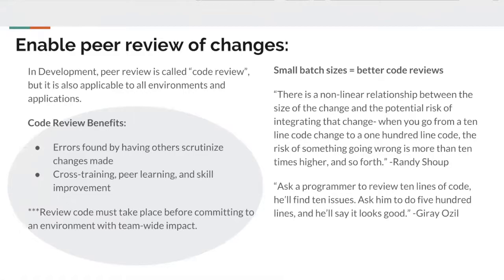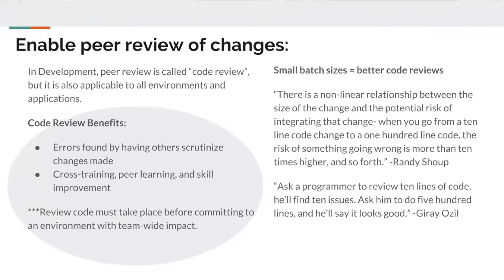And here are 2 quotes from the book that I liked. Randy Shoup said, "There's a nonlinear relationship between the size of the change and the potential risk of integrating that change. When you go from a 10-line code change to a 100-line code change, the risk of something going wrong is more than 10 times higher," and so forth. And then this other quote is, "Ask a programmer to review 10 lines of code, he'll find 10 issues. Ask him to do 500 lines, and he'll say it looks good."